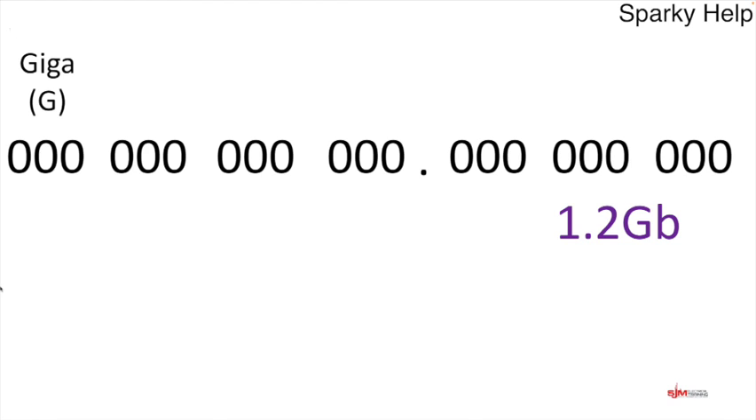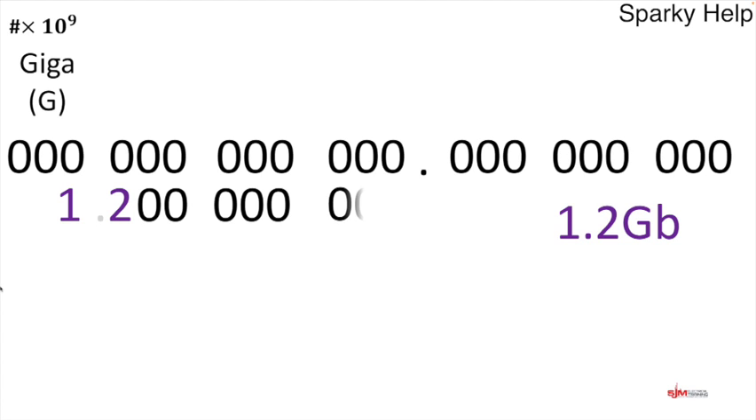Giga is right up there, which is times 10 to the 9. Where does the 1.2 go? Well, it starts at the beginning of that 3, and there's an imaginary decimal point in there, so it becomes 1, and then the 2 goes into the next one over, and then the zeros can go in. So that effectively becomes 1.2 billion bytes, or 1.2 gigabytes.